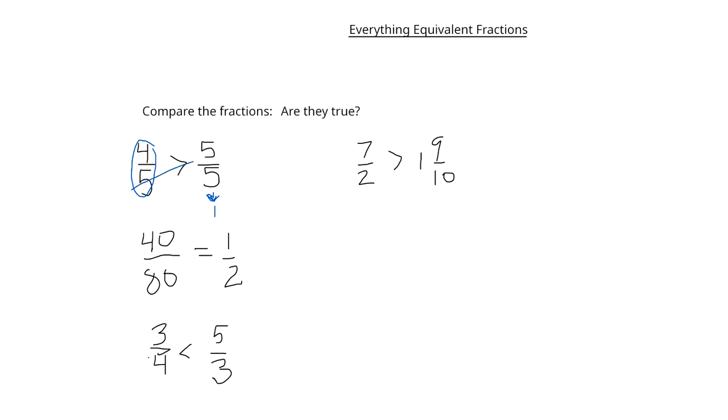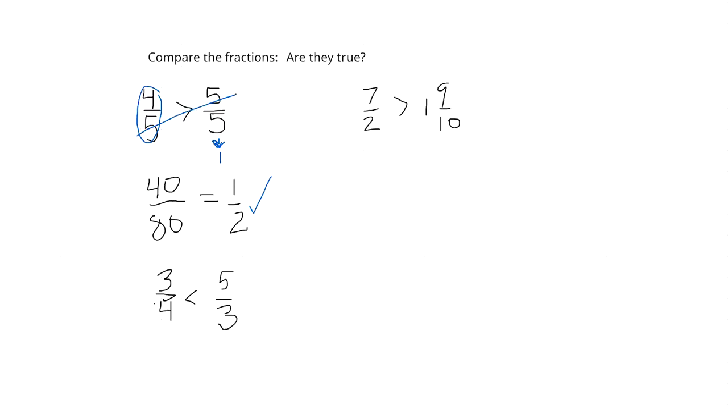Let's look at the next one. 40 over 80 and 1 half. This is true. Why is it true? Because whenever your numerator is half of your denominator, it is considered to be halves. You could put a million over 2 million, it equals one half. It is equivalent to one half. Whenever your numerator is half of your denominator, it equals one half.